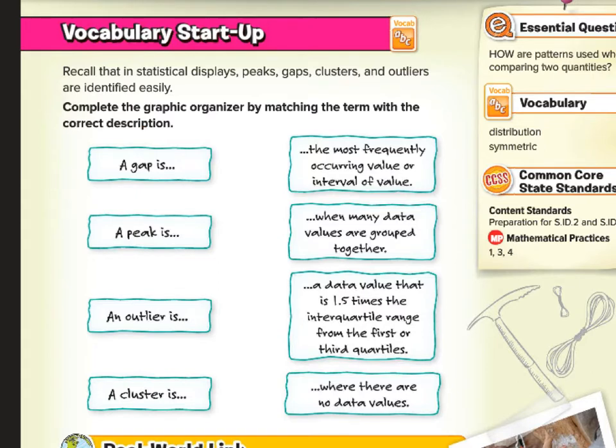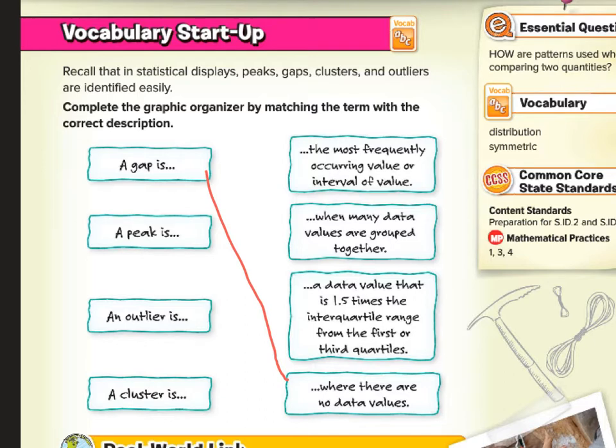The first one, we have a gap. When you have a gap in your data, it's often an area with no information. So I can see here that we have a gap right down here where there are no data values.